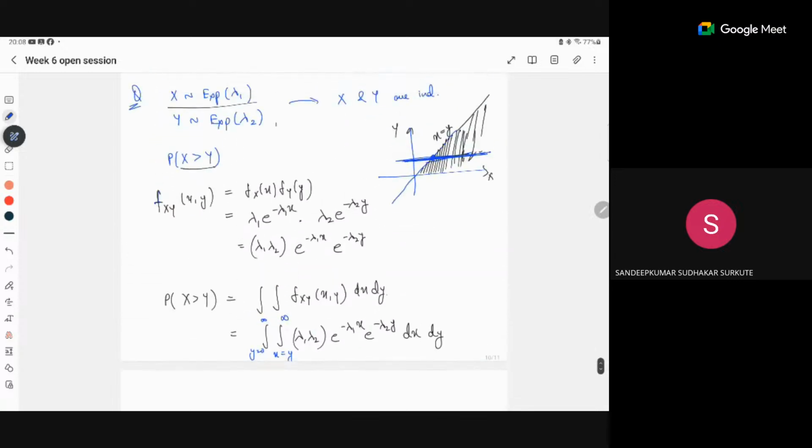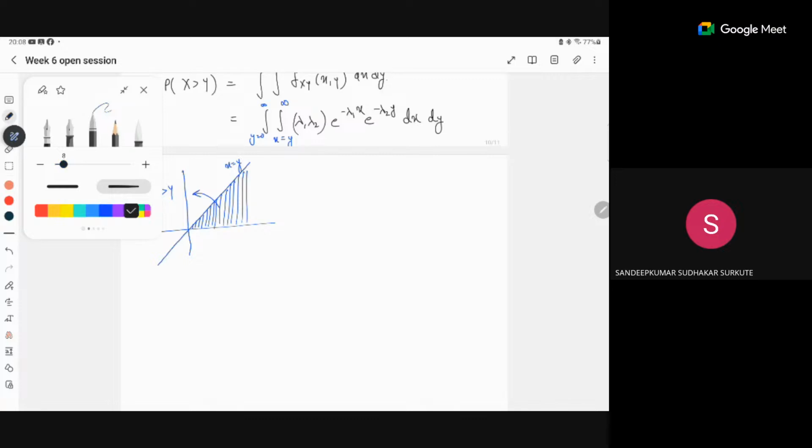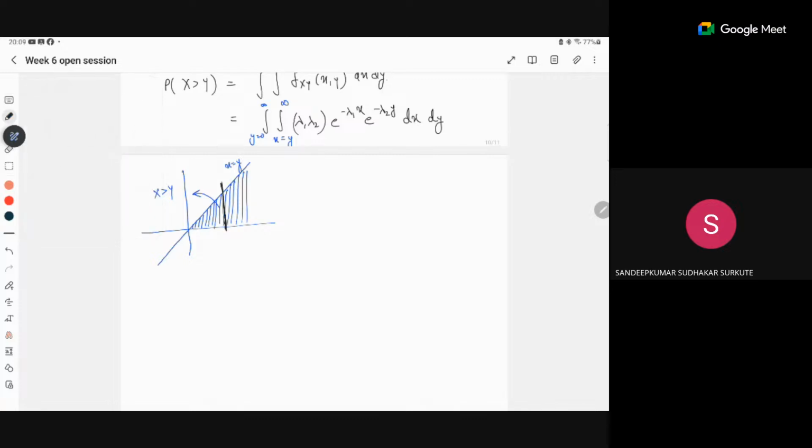Maybe we can do this with respect to y. Okay, let's do this with respect to y. What I want to say is, if we first integrate out y, then we may not reach an answer. Okay, let's try this. So this is my region, which is x is greater than y. So we want to first integrate with respect to y. If we want to first integrate with respect to y, I'll make a vertical strip parallel to y axis.